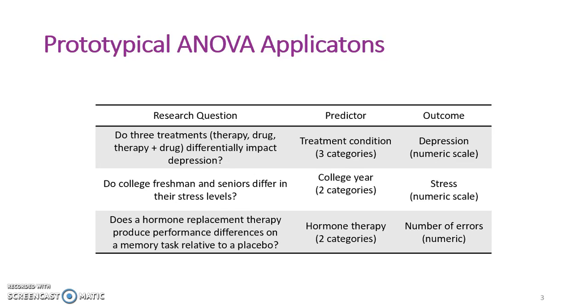Another research question that would be answered using ANOVA would be, do college freshmen and seniors differ in their stress levels? In this case, the predictor would be year in college, either freshman or senior, and the outcome would be a stress numeric scale. And then the third question would be, does a hormone replacement therapy produce performance differences on a memory task relative to a placebo? In this case, our predictor has two categories, hormone replacement therapy or a placebo, and the outcome would be a numeric number of errors. So this would be a count variable.